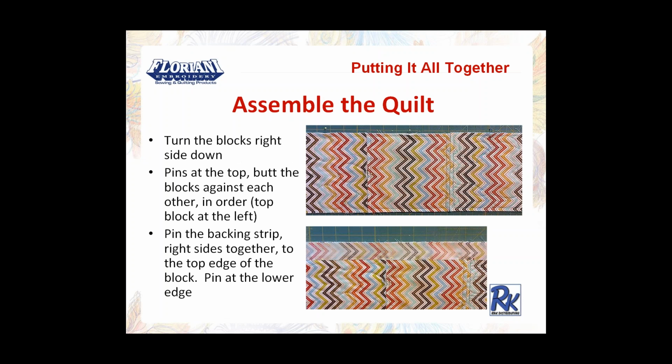Next, you want to pin your backing strip right sides together. So the right side of the strip is going to be against the back of the right side of the quilt. And you want to align that top edge nice and carefully to the top edge of the blocks. And you want to pin them at the lower edge because we're going to stitch along the top.